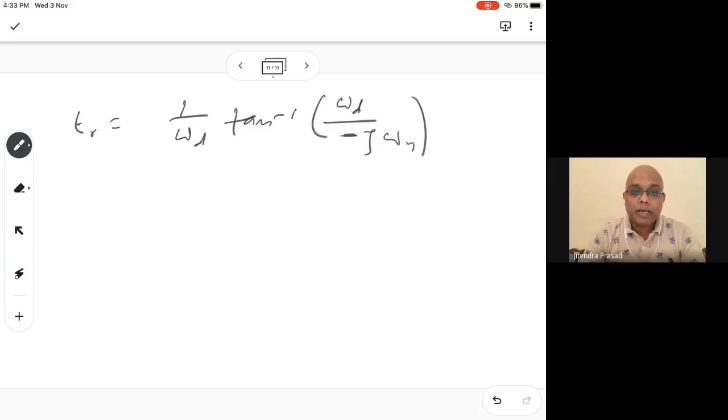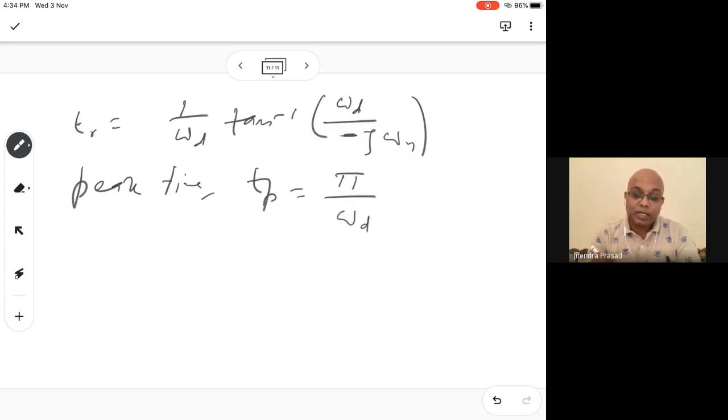Okay, so now peak time. TP is equal to pi over omega d simply, and omega d we have calculated already, which is omega n times root of 1 minus zeta square. So you can find that.